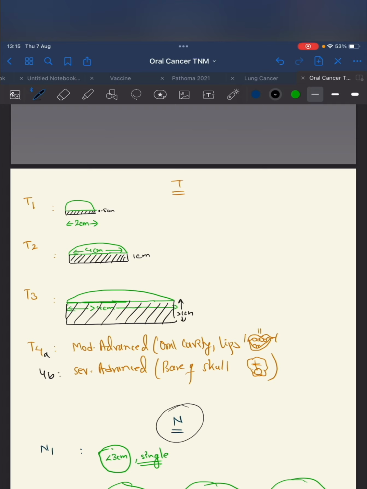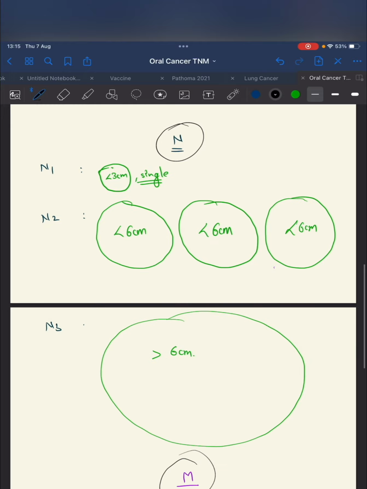And T4 will be more than 4 centimeter and more than 1 centimeter, but that will be advanced. If it involves only up to the oral cavity and up to the lips, then it will be moderately advanced. It will be T4A. And if it has involved the base of the skull, then it will be T4B.